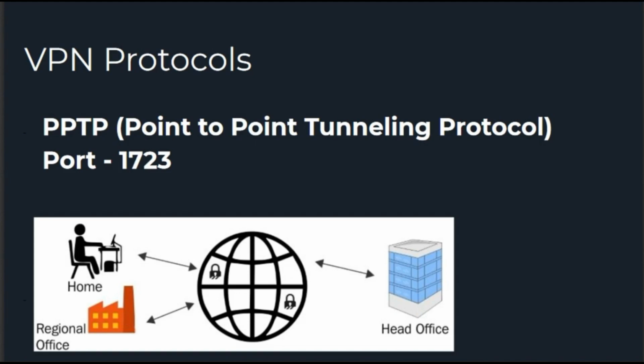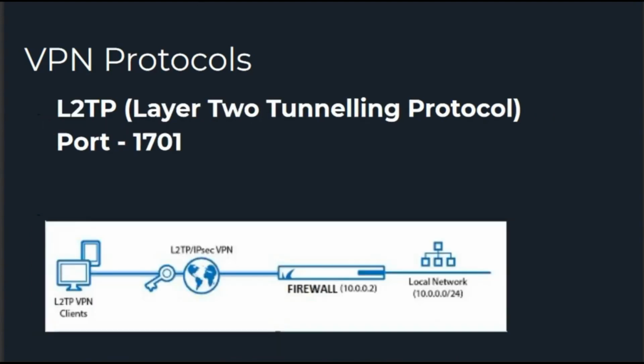Here we can see the image of PPTP. Now the second protocol is L2TP, Layer 2 Tunneling Protocol. It uses port number 1701. So Layer 2 Tunneling Protocol is an extension of PPTP, as the name implies. It allows us to tunnel layer 2 traffic over a layer 3 connection.